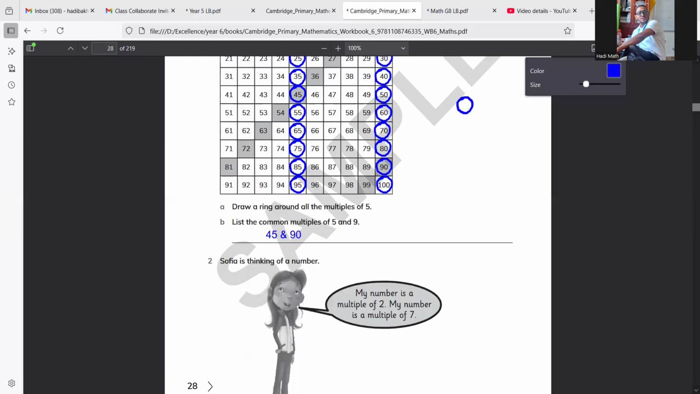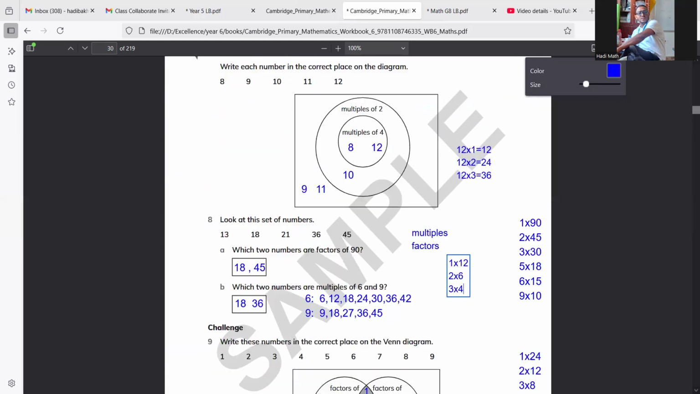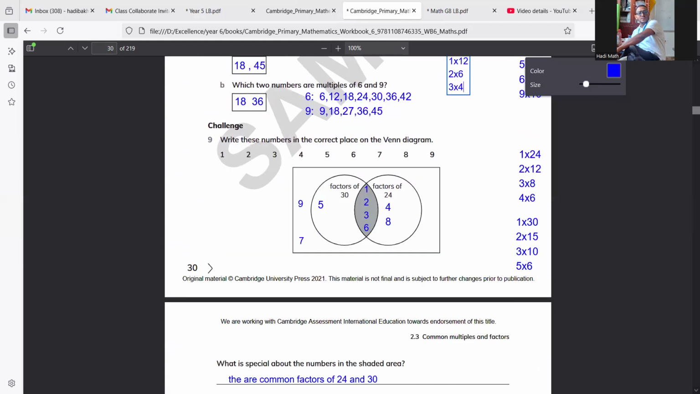Let's go to question number 9. Question 9, they say, write these numbers in the correct place in the Venn diagram. Remember, we have two types of diagrams. One of them is the Carroll diagram, and the other one is the Venn diagram. So here they say what we need is the factors. They ask us for the factors of 30 and the factors of 24.